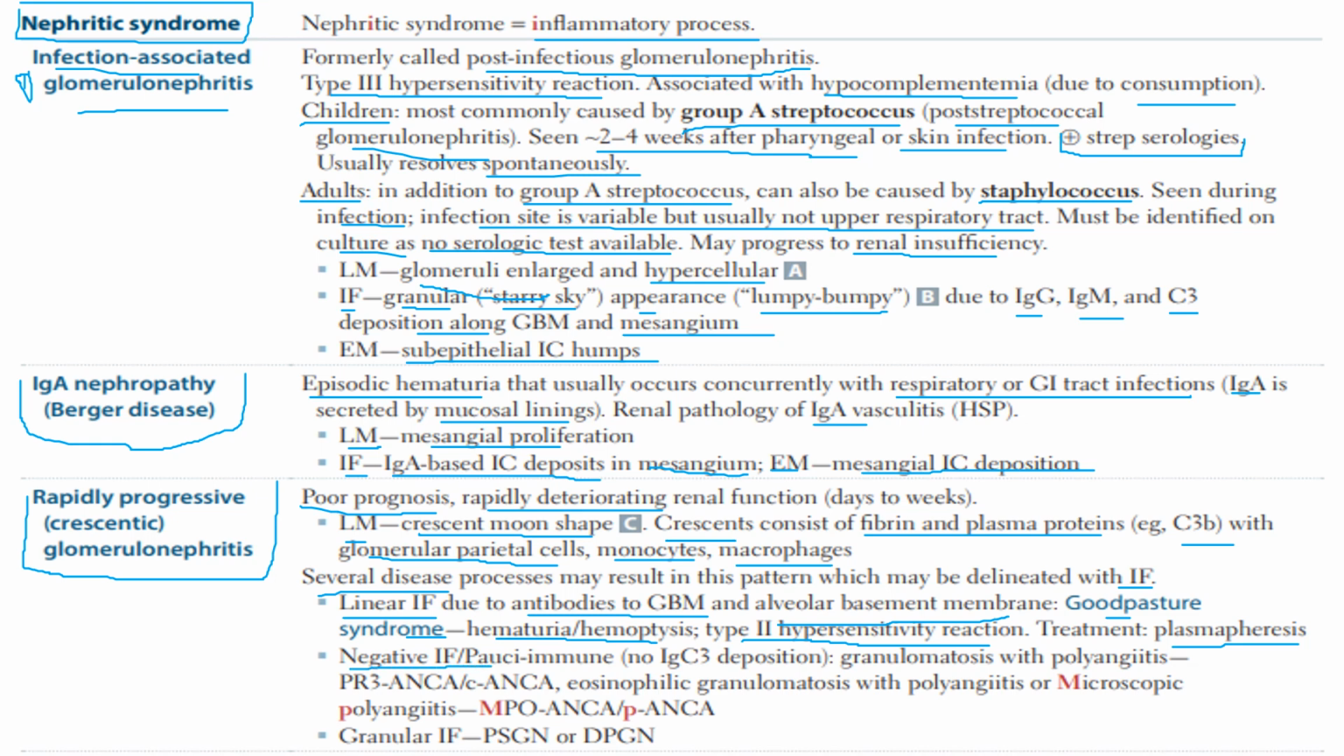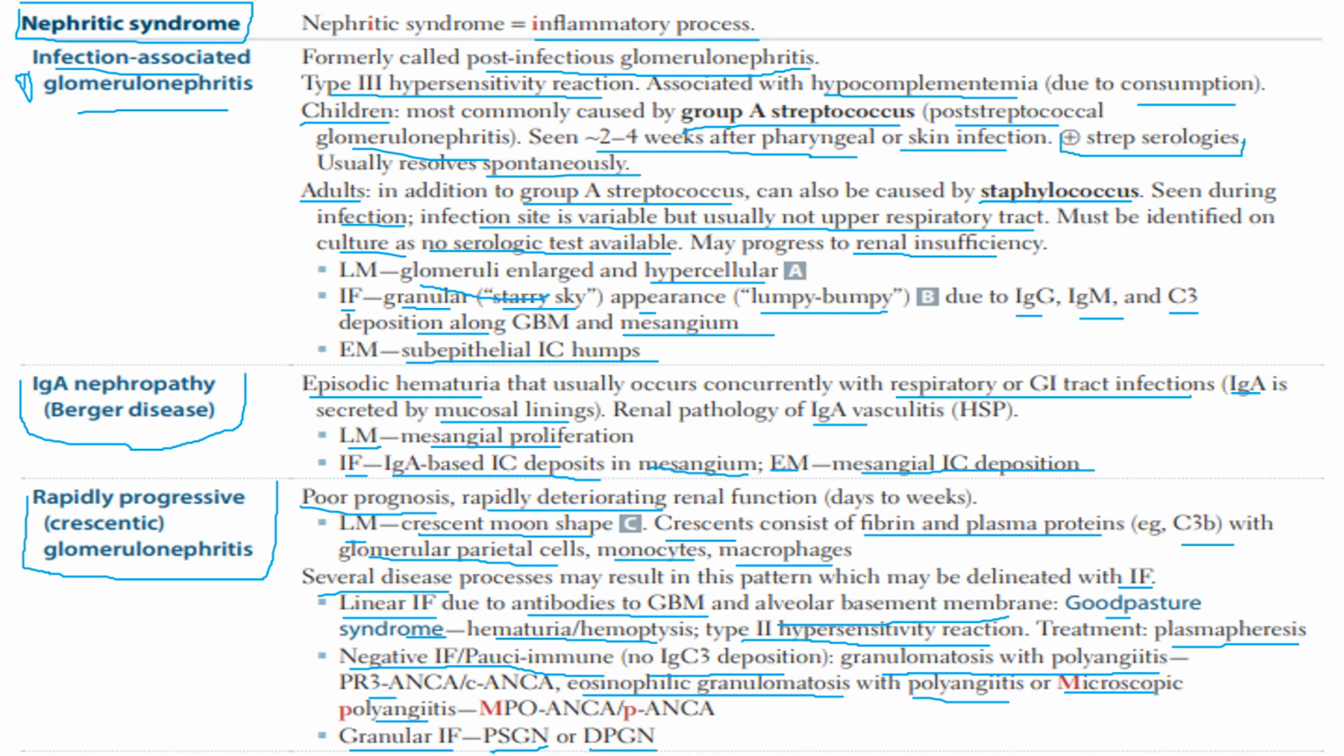Negative immunofluorescence, or pauci-immune, has no IgG or C3 deposition. Examples are granulomatosis with polyangiitis, PR3 ANCA, eosinophilic granulomatosis with polyangiitis, or microscopic polyangiitis. Granular immunofluorescence indicates post-streptococcal glomerulonephritis or diffuse proliferative glomerulonephritis.